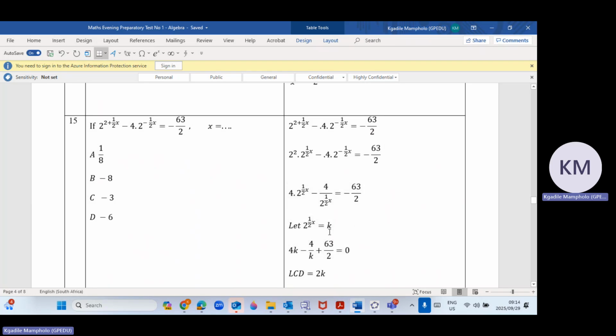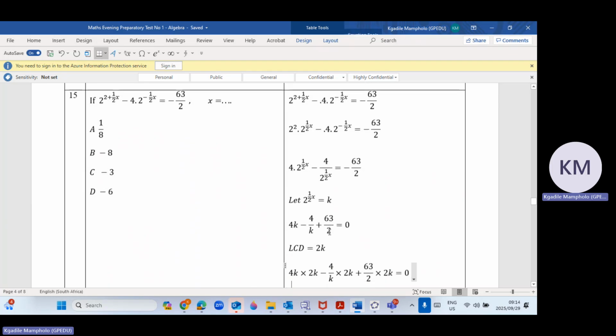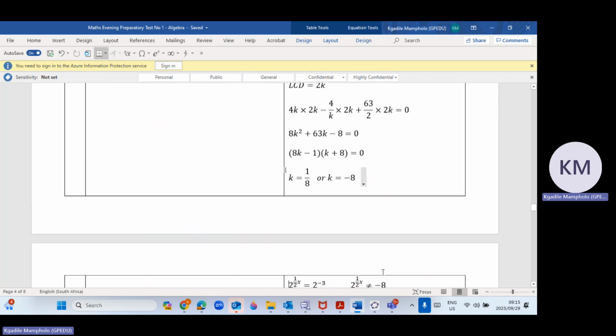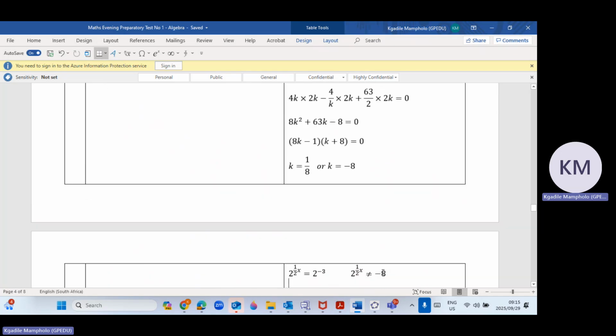then you take it to the left because it will be a trinomial. Our LCD is 2k. Then you multiply throughout by 2k. At the end you have 8k squared minus 63k, then minus 8, because k cancels k here, we'll have minus 8. You factorize. You can use the quadratic formula as I've shown in the previous questions. Then k will be 1 over 8 or k will be minus 8.